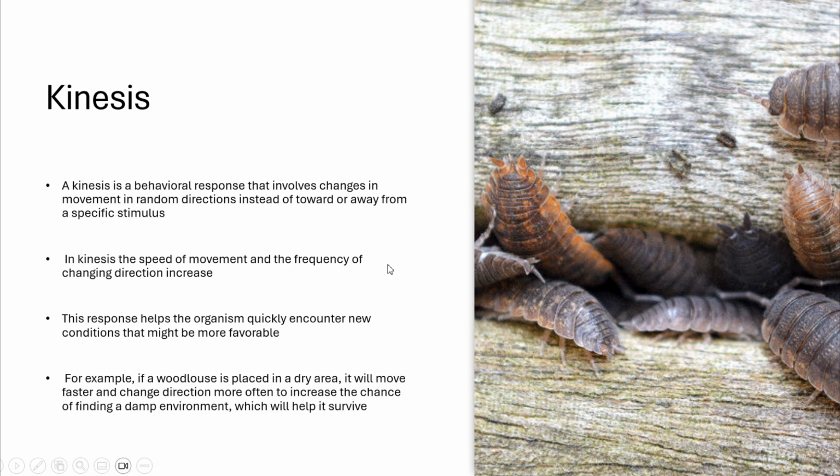For example, if a woodlouse is placed in a dry area, it will move faster and change direction often to increase the chance of finding a damp environment. So taxis would be like if you put it in a dry area and it knew that it was dry, so it walked towards the damp area. Kinesis is that it's already moving around, but when you put it in a dry area, it increases its rate of moving around. It moves around faster, which means it's going to find a damper surface in a quicker time. You see what I'm saying? Which means it's going to retain moisture and survive, so it doesn't dry out. That's the difference between kinesis and taxis.